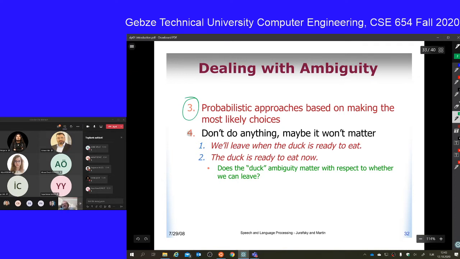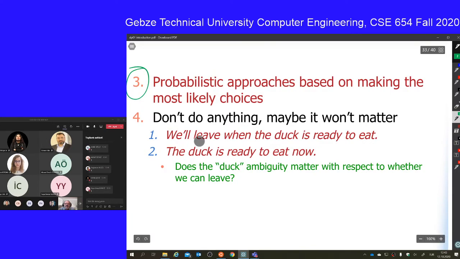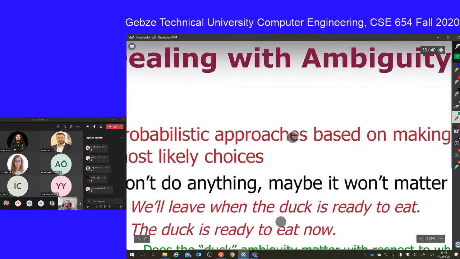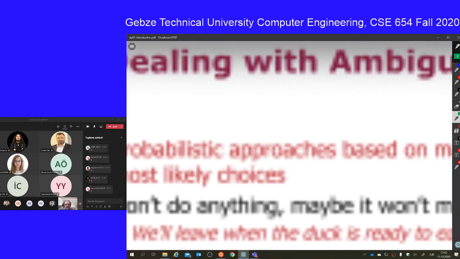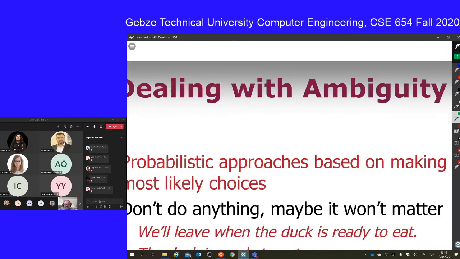And the fourth one is, I like this one, don't do anything. Just read this one. We will leave when the duck is ready to eat. What do you understand from this sentence? Just translate it to Turkish. We will leave when the duck is ready to eat. Somebody translate this to Turkish. Ördek hazır olunca çıkacağız.